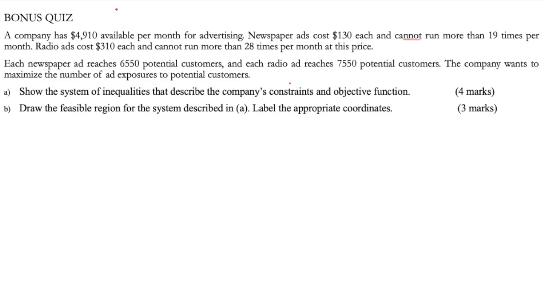A. Show the system of inequalities that describe the company's constraints and objective function. B. Draw the feasible region for the system described in A. Label the appropriate coordinates.